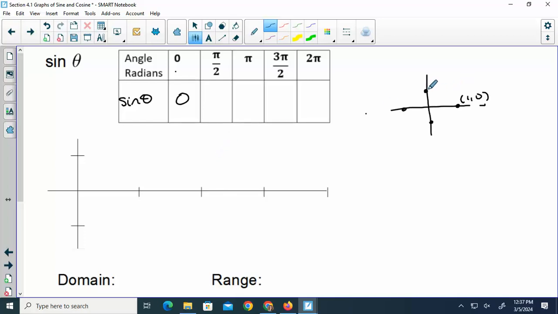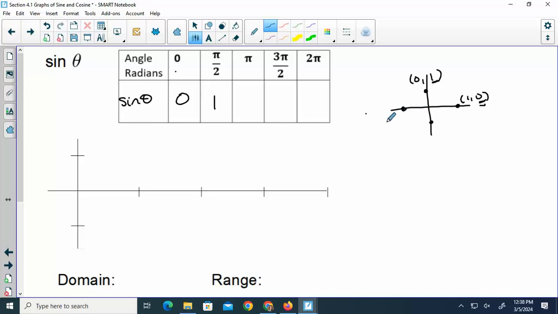At pi over 2, that's like 90 degrees. What's the sine of 90? Radical 4 over 2. Oh, okay, got it. 1. On the unit circle, this is the point (0, 1). Our y is 1. Or we can think about hand tricks where radical 4 over 2 is 1.